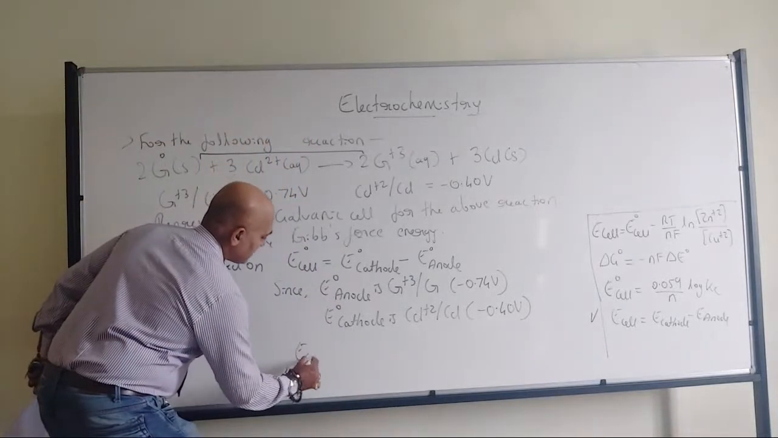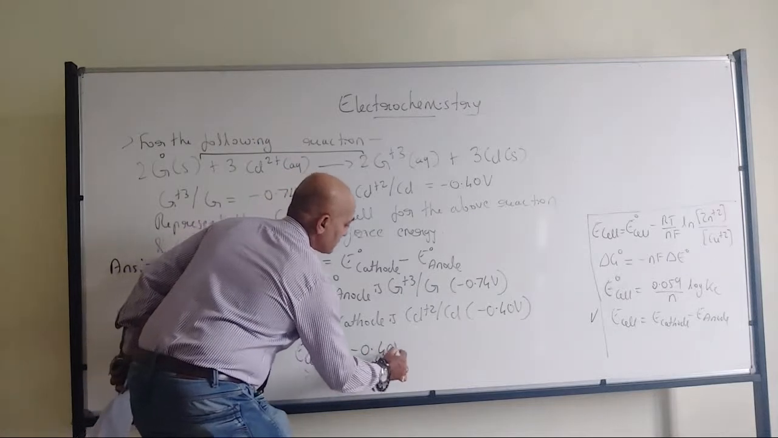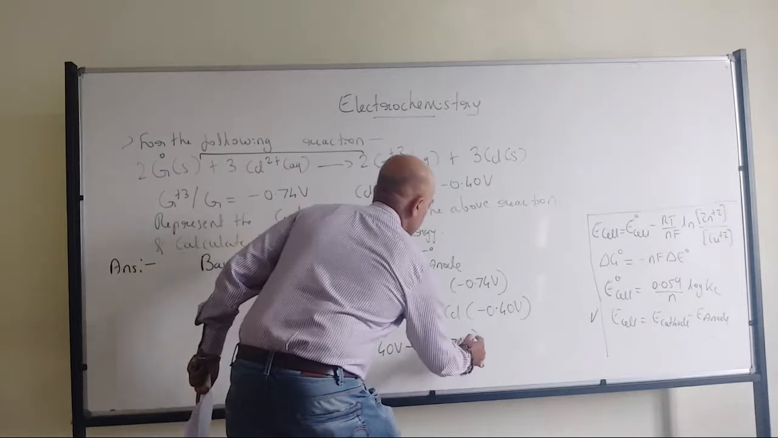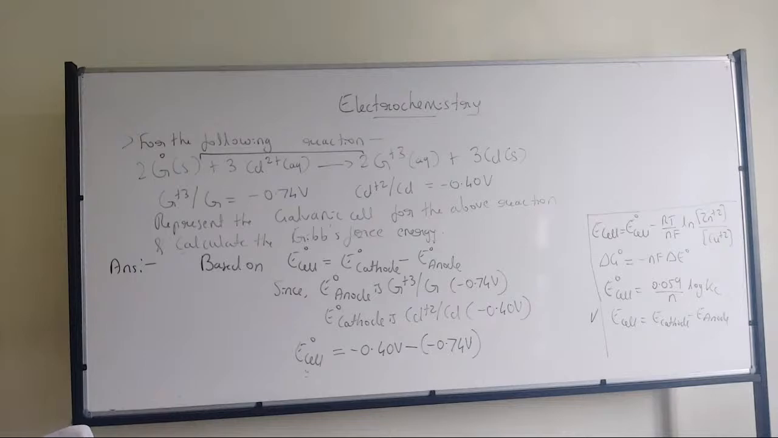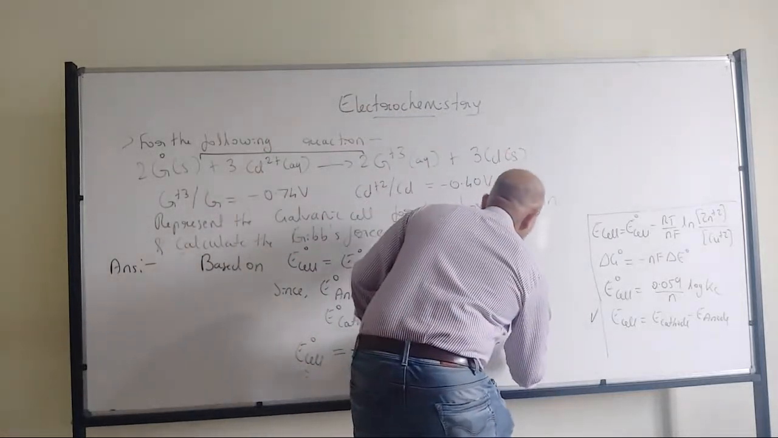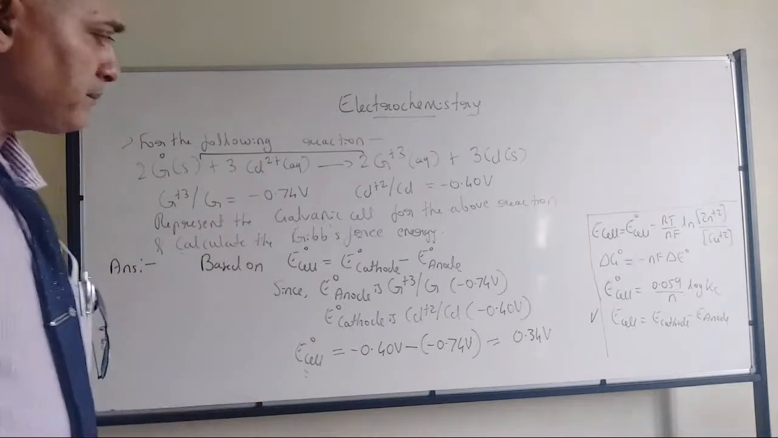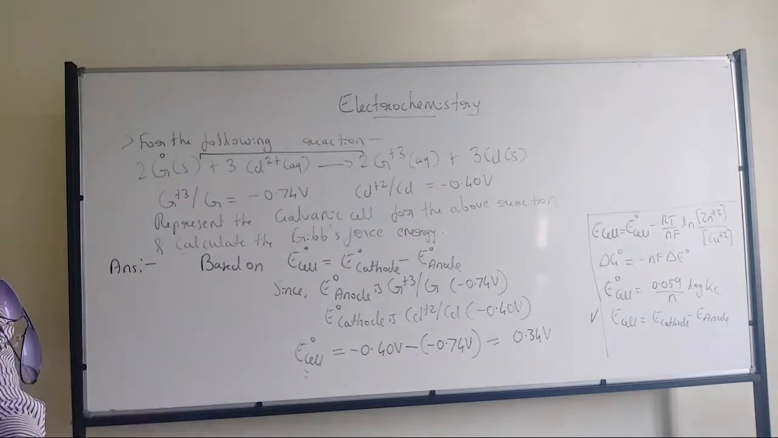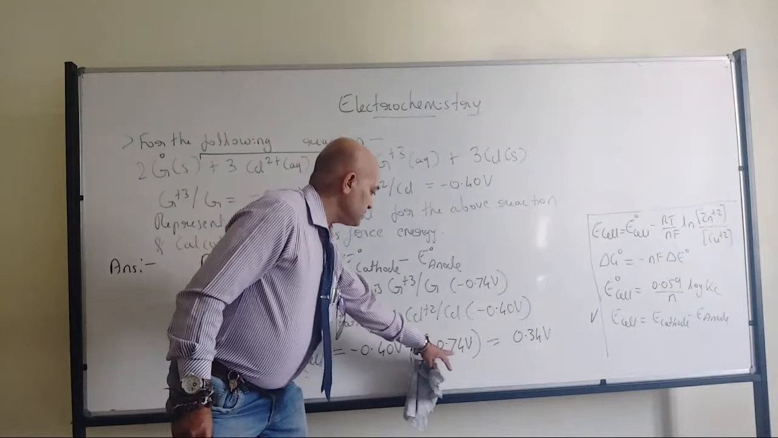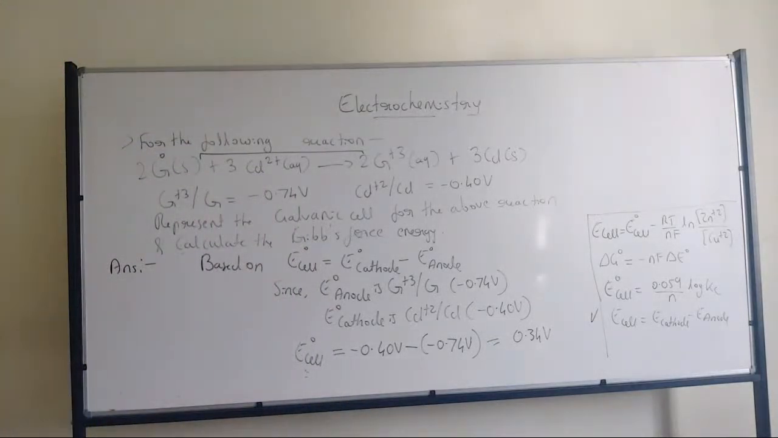So E cell is equal to the cathode value, minus 0.4, minus the anode value, minus 0.74 volt. So what will be the final answer? It will be somewhere around 0.34 volt, because minus 0.74 will become plus. The cell potential is plus 0.34 volt. Why? Because minus will become plus, and this will be deducted from the larger value, so it will go with a positive sign. So 0.34 volt cell potential we have calculated.